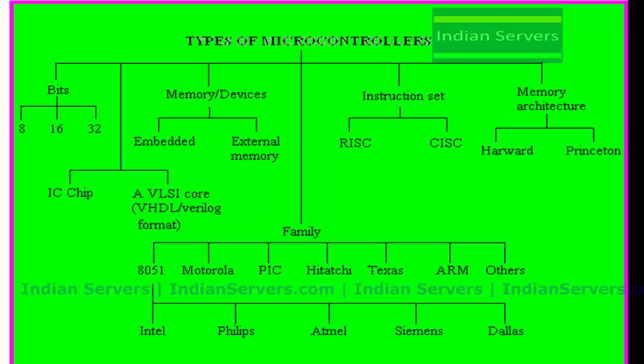Coming to memories, some microcontrollers will have inbuilt memory and some others will not have any memory. We have to connect external memory for those. So we have to choose a controller which has inbuilt memory, and also consider the instruction set. This is one of the important parameters. There are two types of instruction sets available. One is RISC, another one is CISC. RISC means reduced instruction set computer, and CISC means complex instruction set computer.